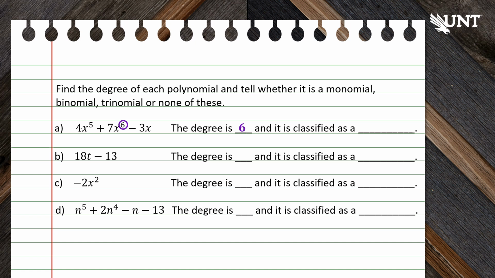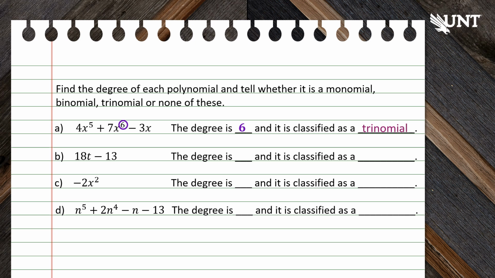Now we need to decide how many terms are in this polynomial to decide whether it's a monomial, binomial, trinomial, or none of these. Well, how can we identify our terms? Terms are separated by plus and minus signs. So if you notice, we have 4x to the 5th plus 7x to the 6th minus 3x. In this case, we have 3 terms, so this would be considered a trinomial.